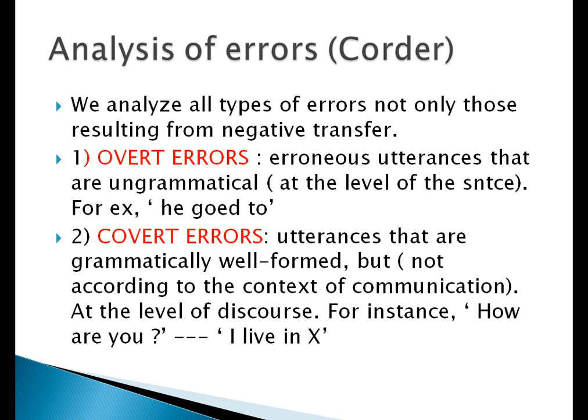This is how analysis is done in error analysis. We analyze all types of errors, not only those resulting from negative transfer. We all know this. We have two types of errors: overt errors and covert errors. Overt errors are erroneous utterances that are ungrammatical. They happen at the level of the sentence. For example, when you say "he goat," it's ungrammatical. That's why it is called an overt error. Everybody can notice such a mistake or error.